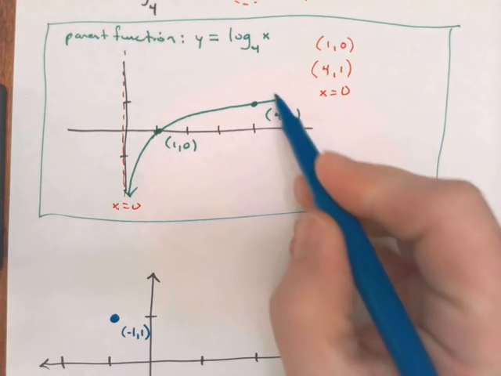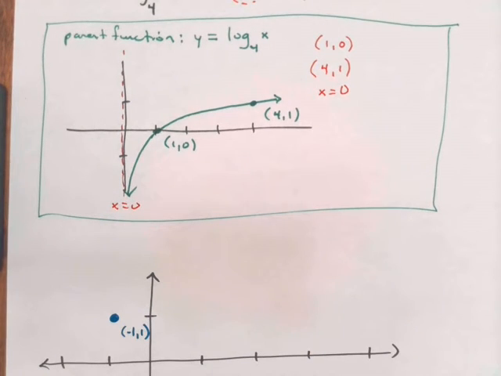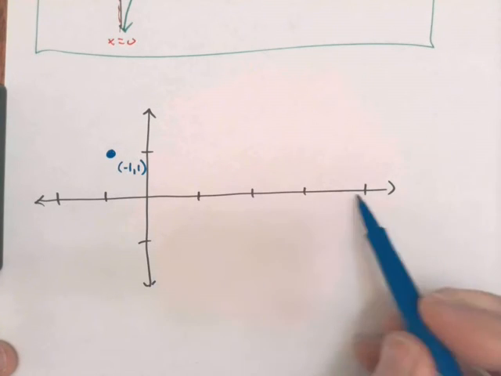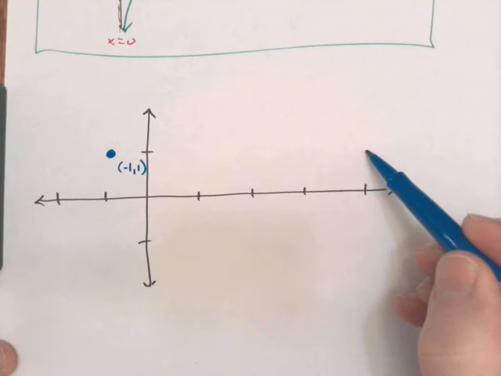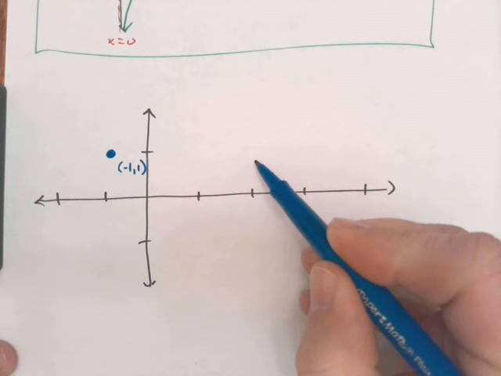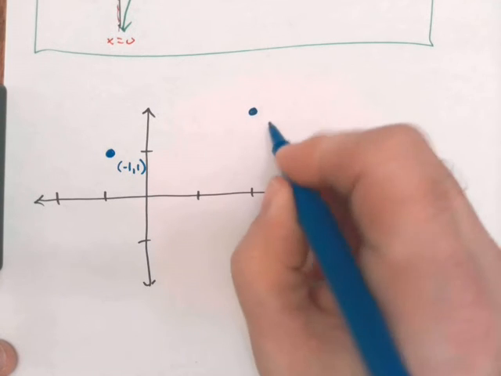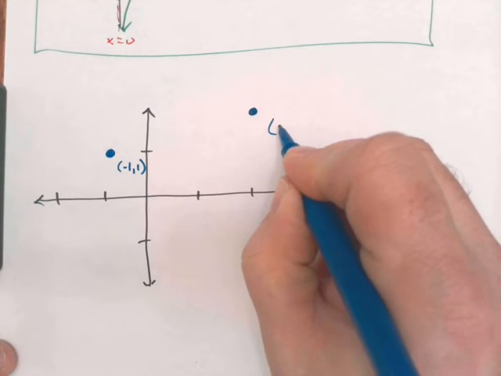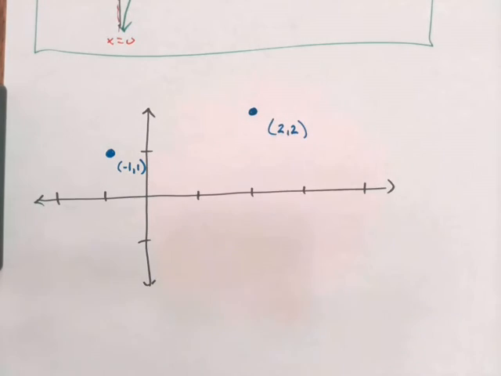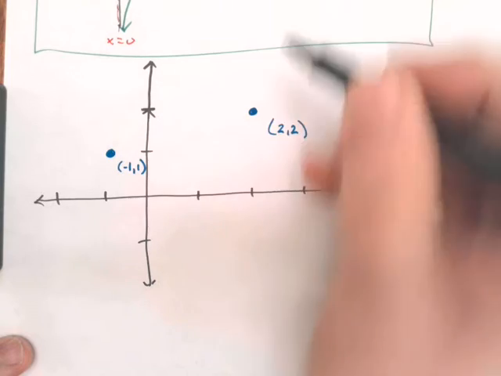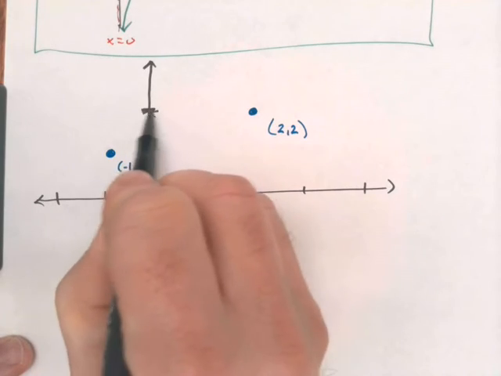I also need to take this point, which is at 4, 1, and also move it over left 2 and up 1. So at 4, 1, that would give me a point about here. I want to go left 2 and then up 1. So that would be the point 2, 2. Guess I should have extended this a little bit higher. So there's height of 1, and there's 2.